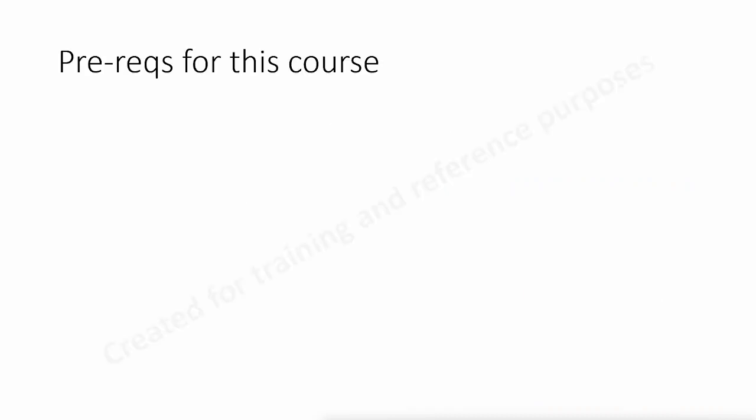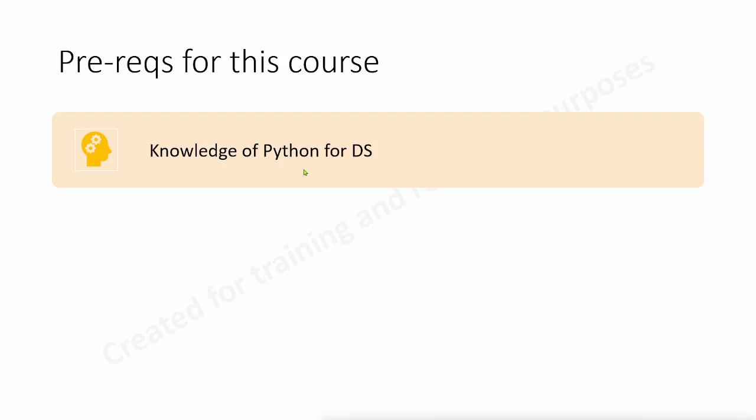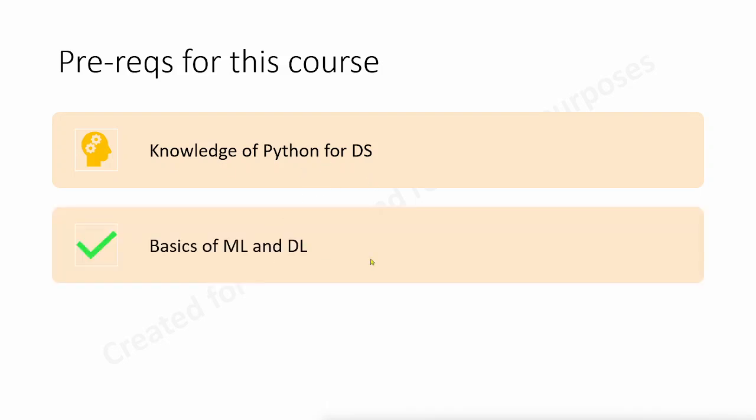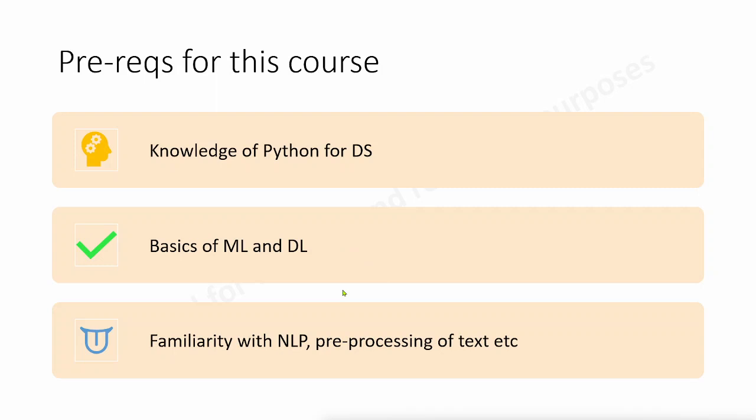Prerequisites for the course: a little bit of knowledge of Python for data science, machine learning, deep learning architecture, and the nuances of neural nets, and familiarity with text data handling, how we pre-process the text data. So these are the basic requirements in terms of your prior skills.